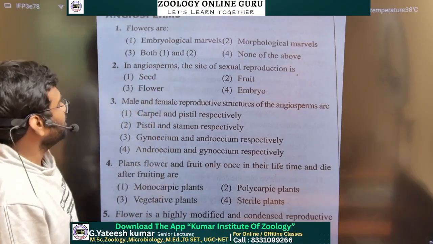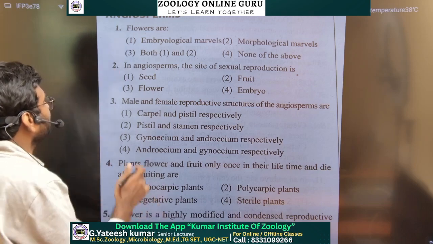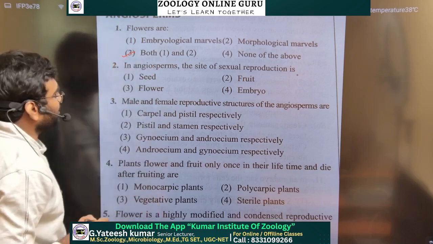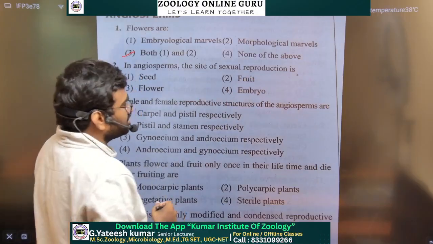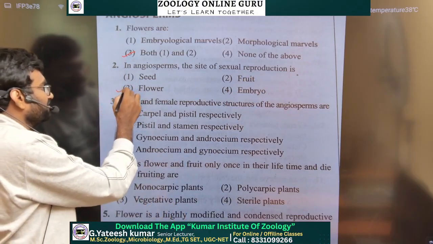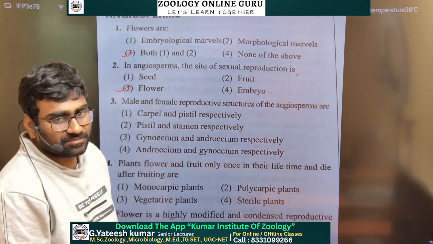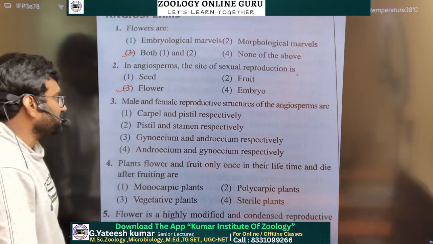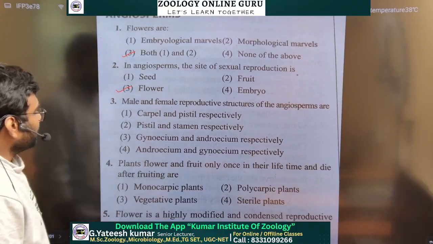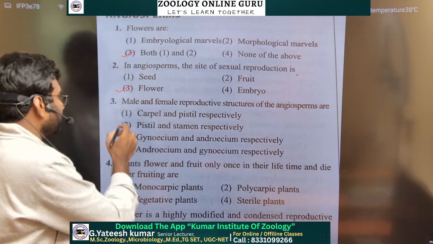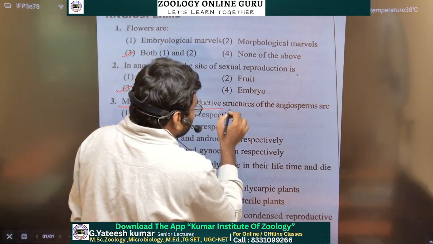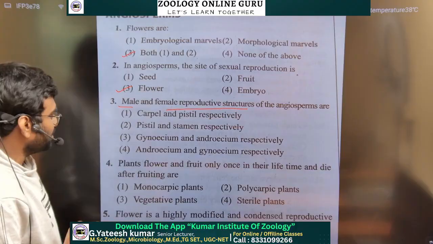So that is why, for the first question, the third answer will be the right answer. In angiosperms, the site of sexual reproduction is usually the flower. Androecium and gynoecium are present in the flower. What are the male and female reproductive structures of the angiosperms?